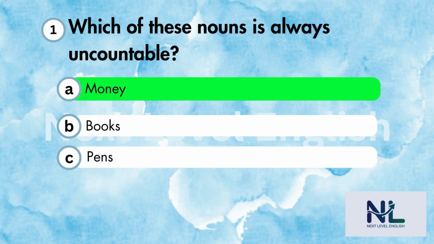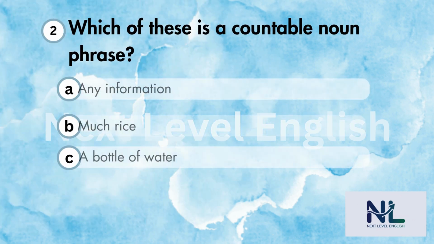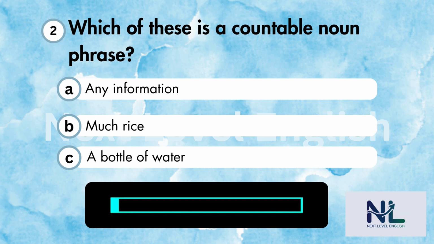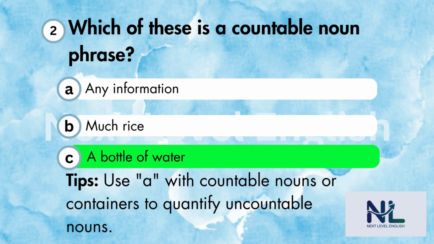Money. Tips: money is uncountable as it represents a collective concept. 2. Which of these is a countable noun phrase? A bottle of water. Tips: use a with countable nouns or containers to quantify uncountable nouns.